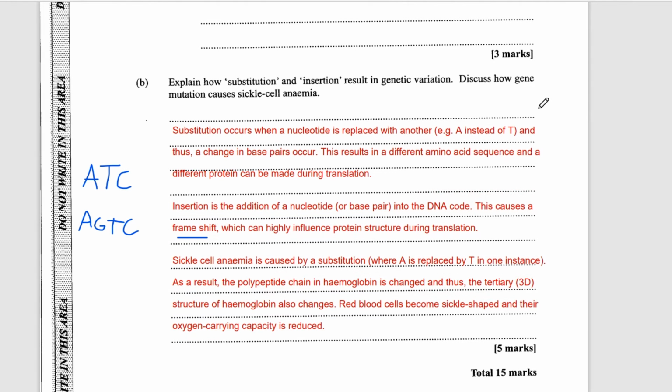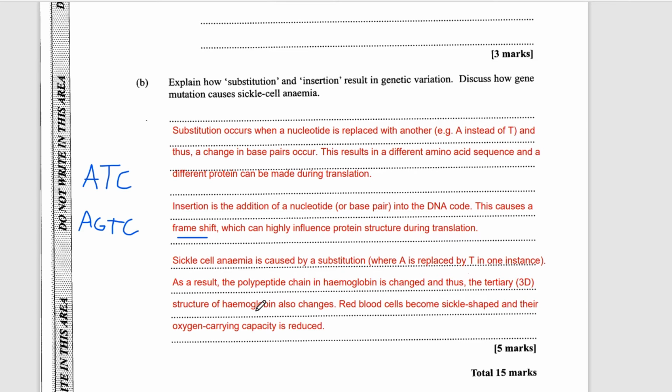But here they're talking specifically about sickle cell anemia. And sickle cell anemia is actually caused by a substitution, where you end up with an A being replaced with a T in one instance. So what happens there? Well, everything I just said. As a result, the polypeptide chain in the hemoglobin is changed. So instead of the amino acid GLU, you're going to end up with an amino acid called VAL, valine. You don't need to put all that here, but you end up with a whole different thing being formed. And if you have a different amino acid, the way in which those amino acids are bonded, the way in which the 3D structure of the hemoglobin is formed, would change.